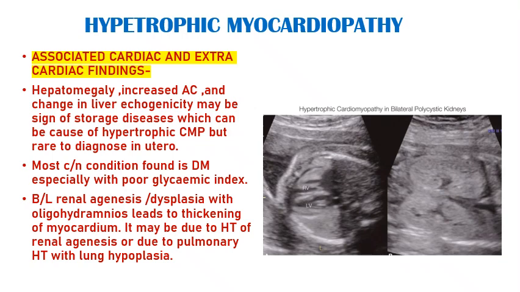Associated findings can be hepatomegaly, increased abdominal circumference, and change in liver echogenicity, which are signs of storage diseases that are otherwise difficult to detect in utero. The most common condition is diabetes mellitus, especially with poor glycemic control. Bilateral renal agenesis or dysplasia with oligohydramnios also leads to thickening of the myocardium. It may be due to hypertension of renal agenesis or due to pulmonary hypertension with lung hypoplasia.